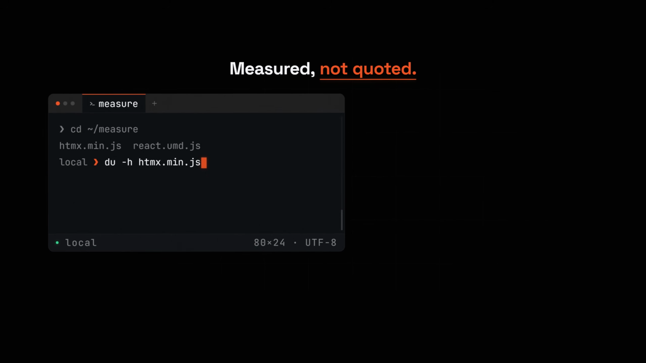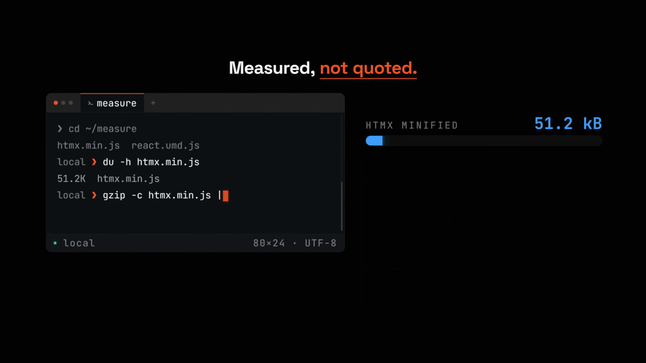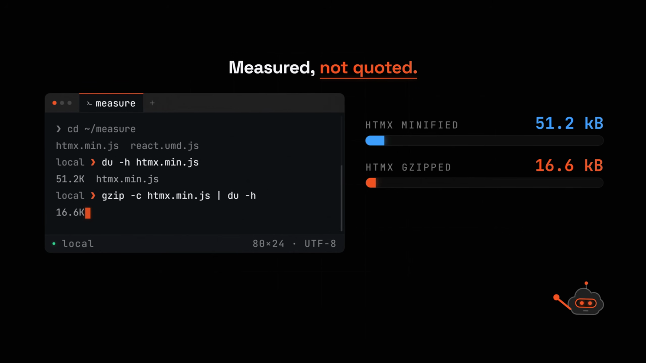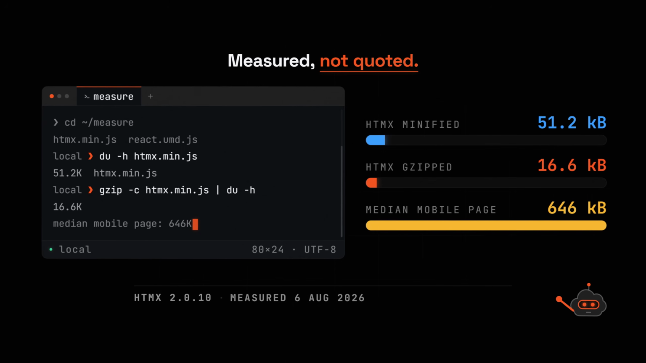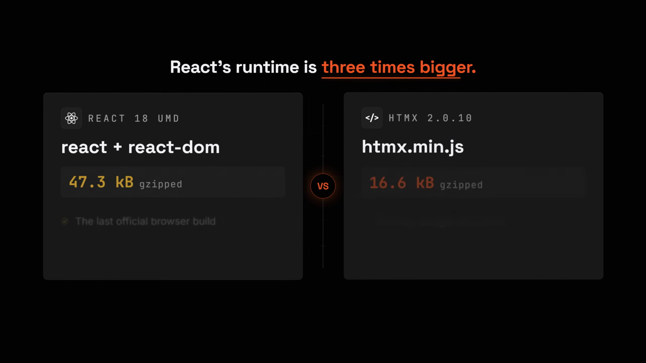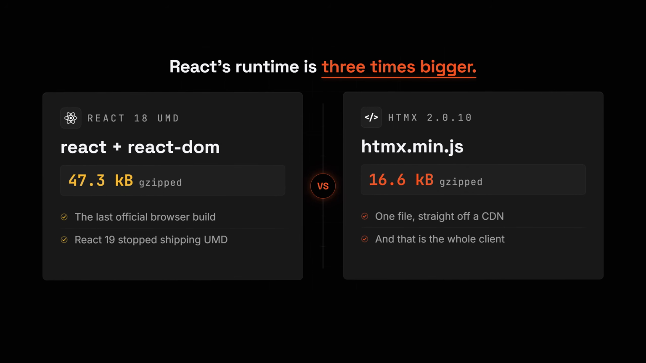Now the size, measured rather than quoted. I pulled HTMX 2.0.10 off the CDN this morning, 51 kilobytes minified, 16.6 gzipped. Against that median mobile page's 646, it's about 1/40th. For contrast, I measured React's last official browser build, the UMD one, which React 19 stopped shipping.